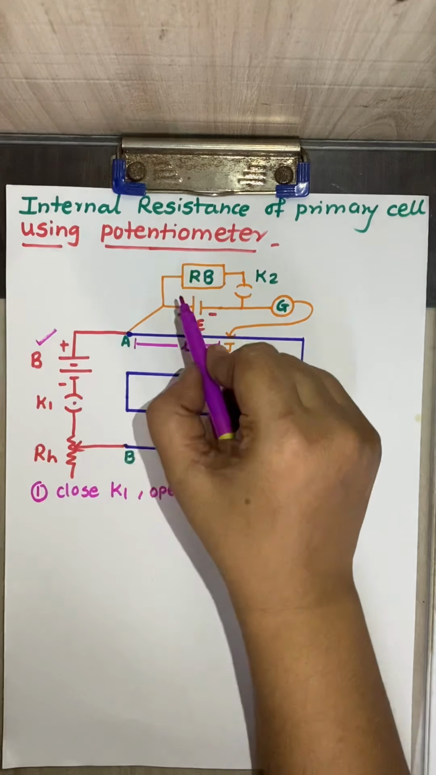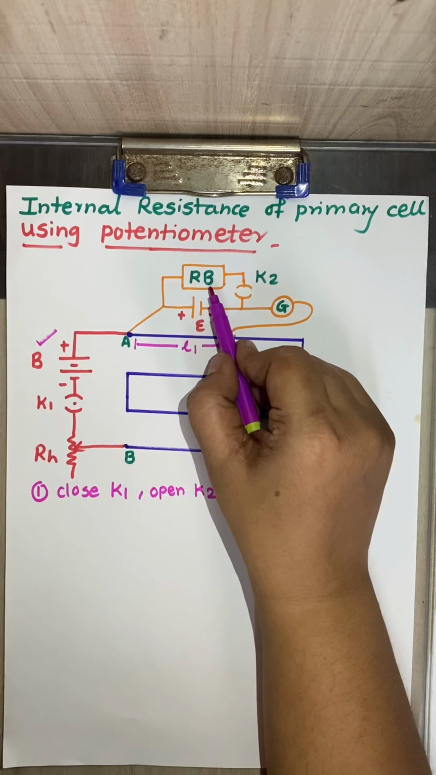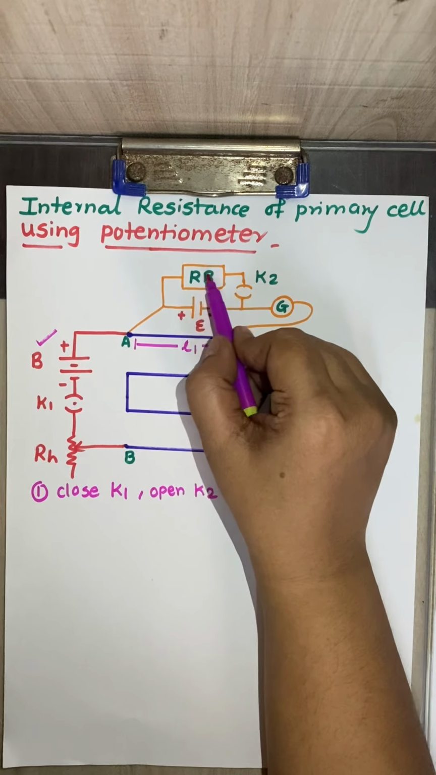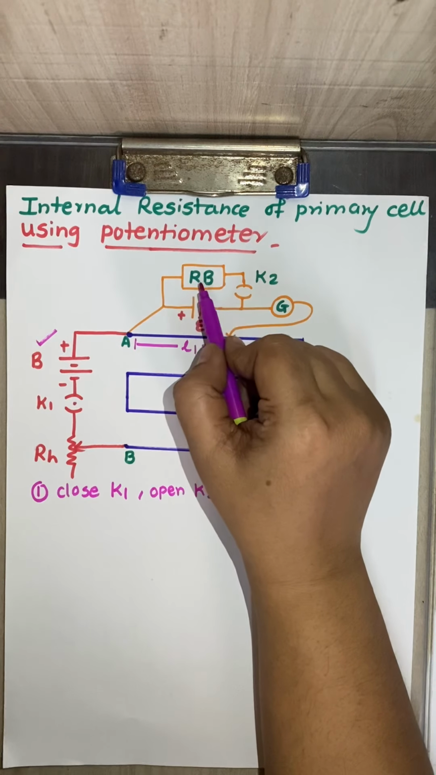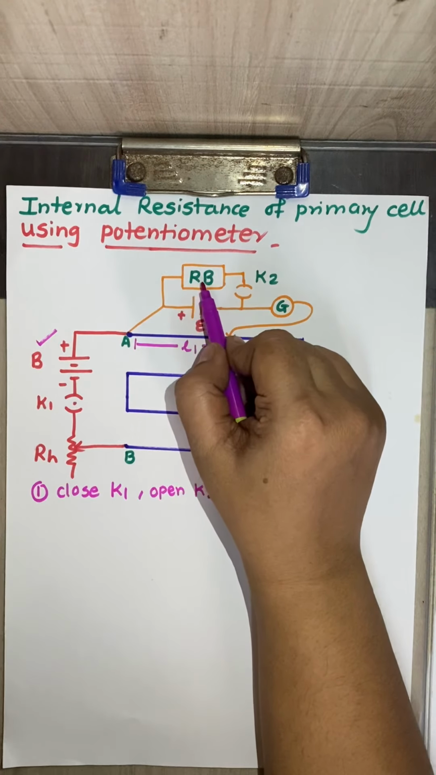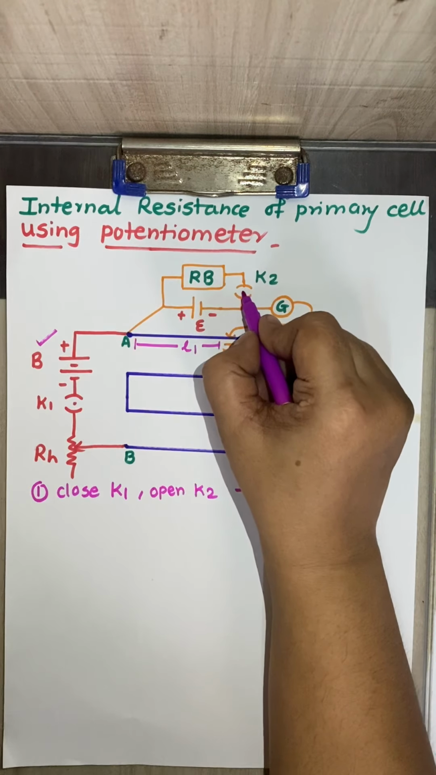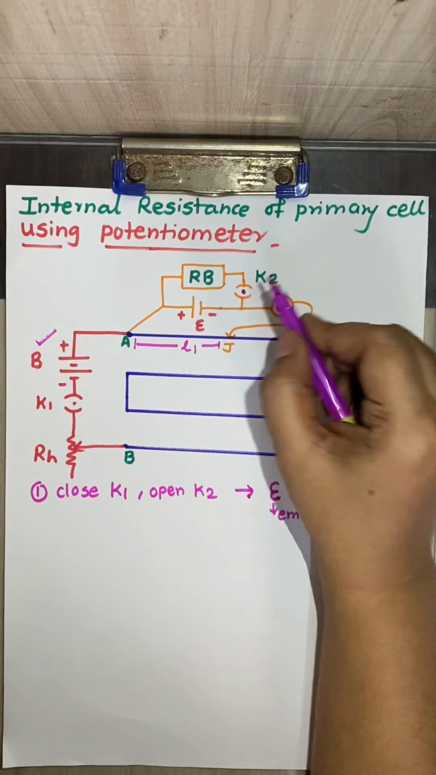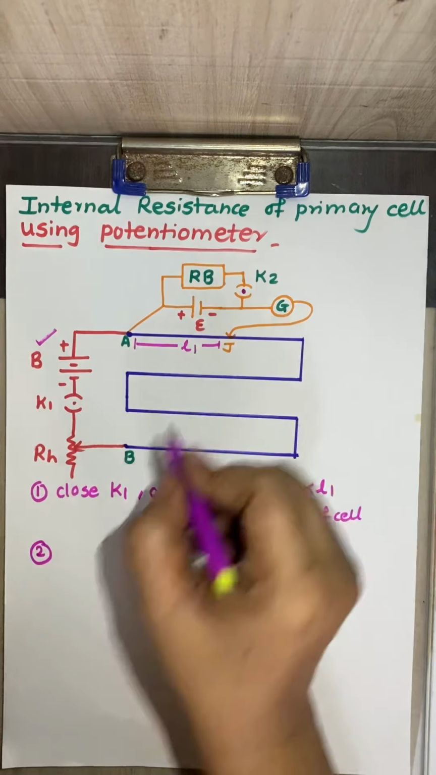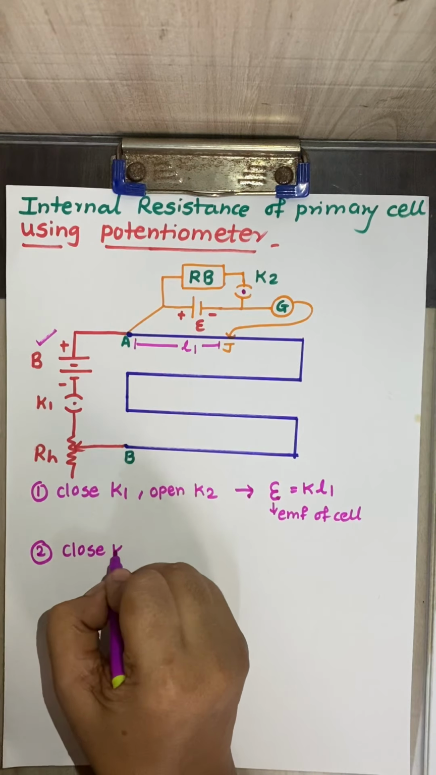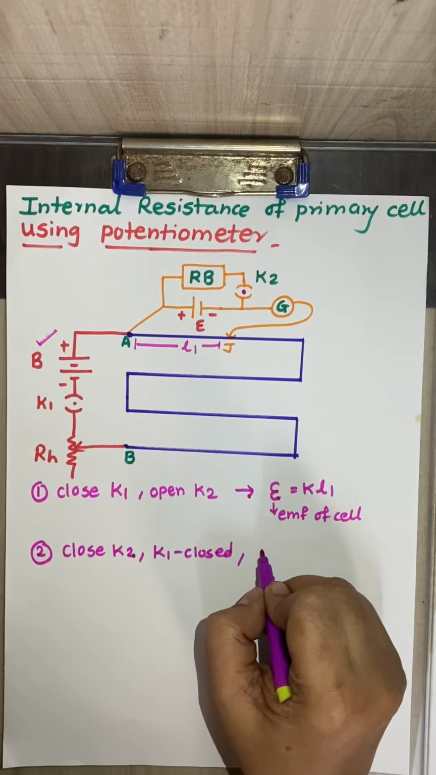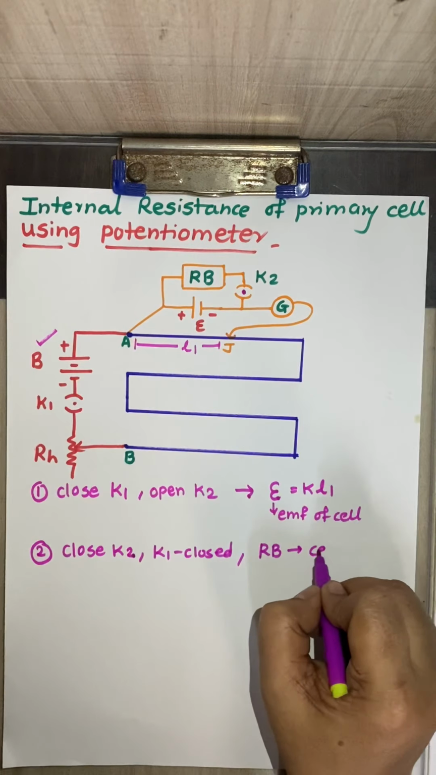Now, with the help of the high resistance box RB, we will introduce a certain resistance, capital R. That means we plug out some particular resistance keys from the box so that we introduce a certain resistance in the circuit. At that time we close K2. K1 is already pressed and will remain closed. So for the second step, we close K2, with K1 also closed, and a certain resistance is removed from the resistance box.